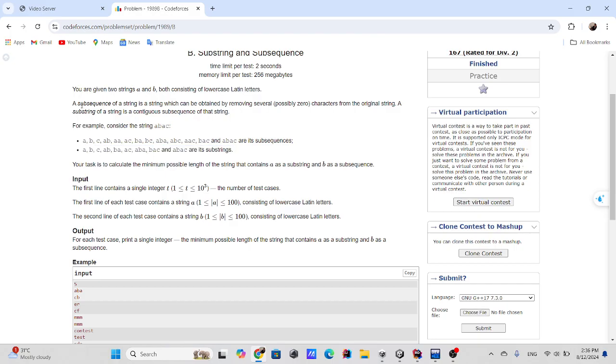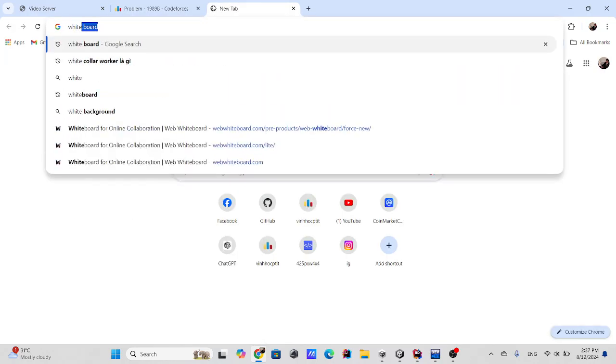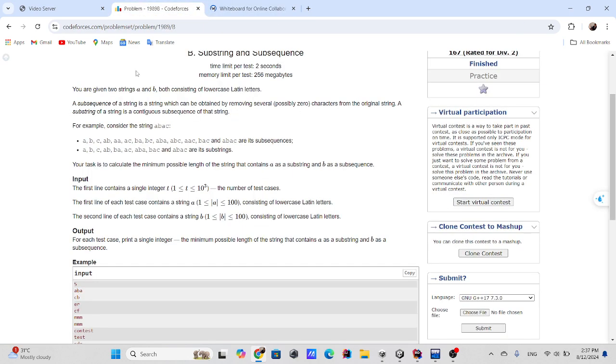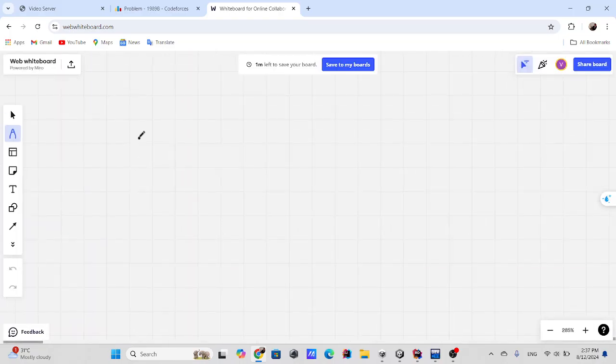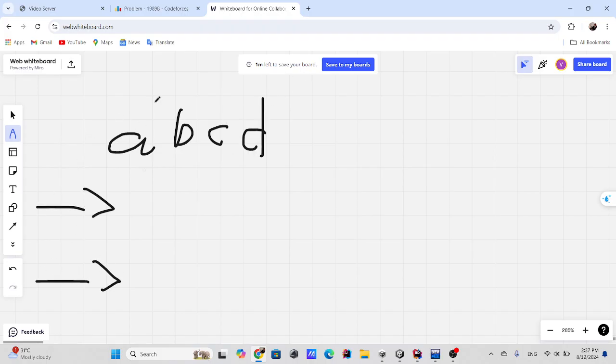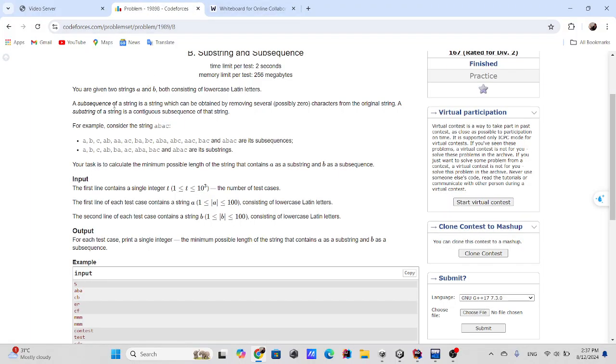Okay, so for those who don't know what a subsequence and a substring is, let me write it down for you guys a little bit, so that you may understand it. For example, take an array consisting of 4 letters A, B, C, D. A subsequence is a string which can be obtained by removing several characters from the original string.